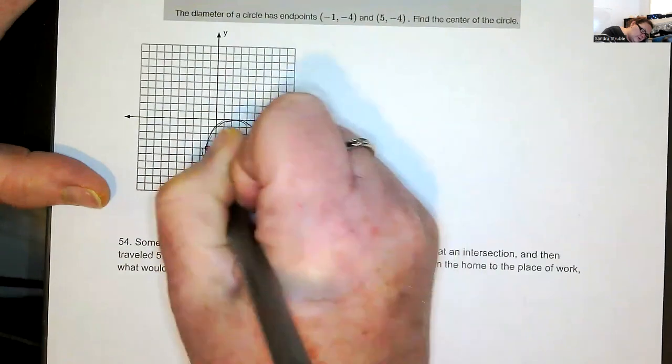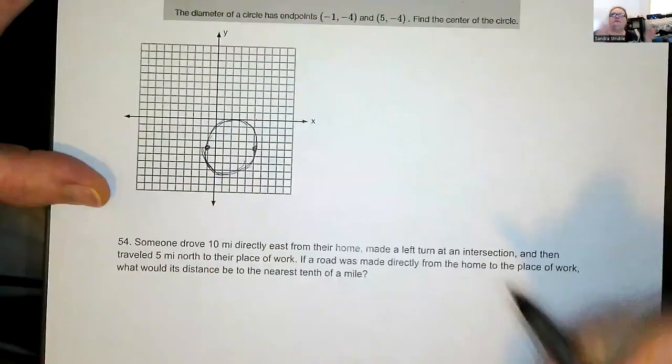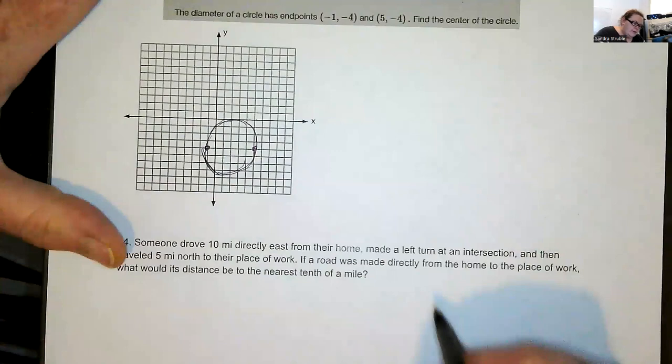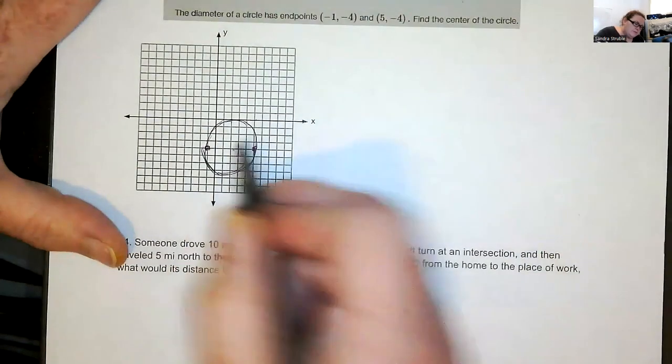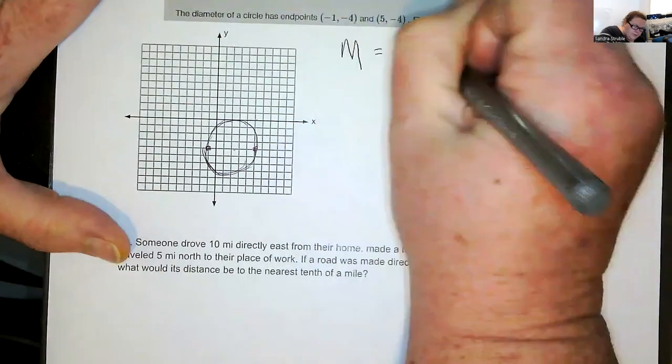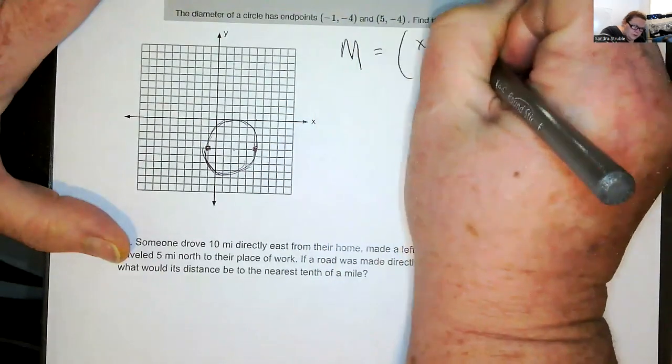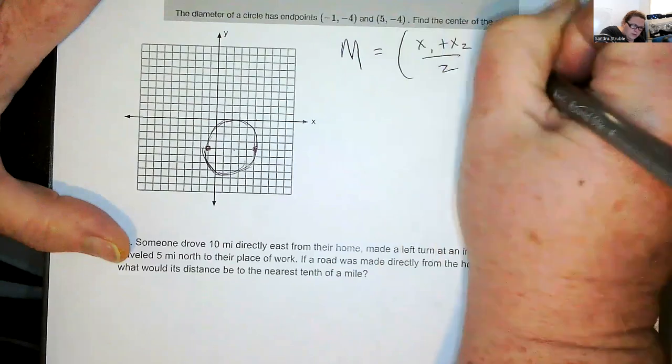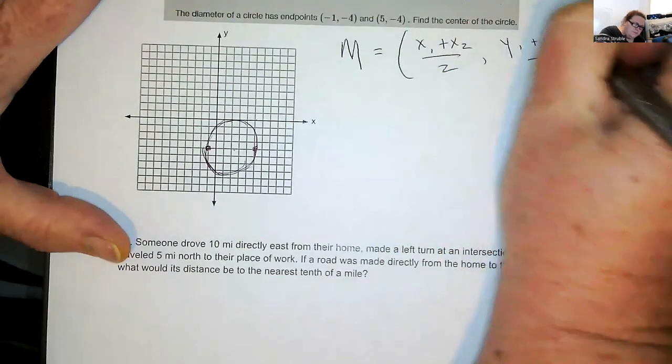This is why I was never an artist. All right, there's my circle. We're going to find the midpoint between these 2 points. The midpoint: x1 plus x2 divided by 2, and y1 plus y2 divided by 2.